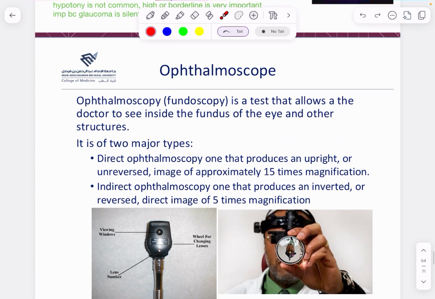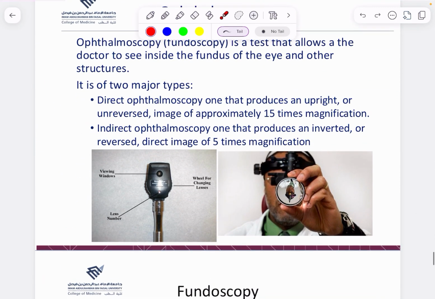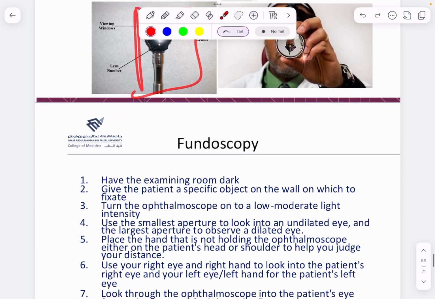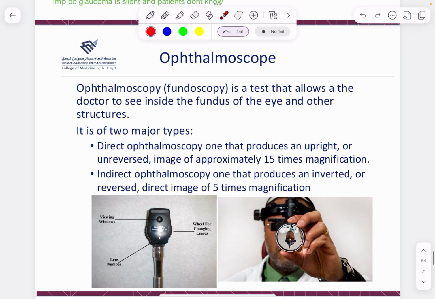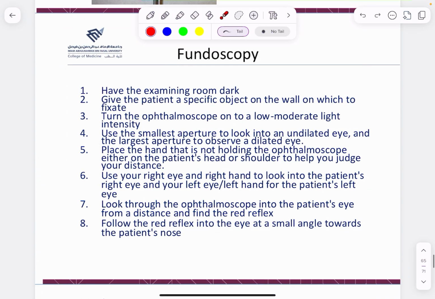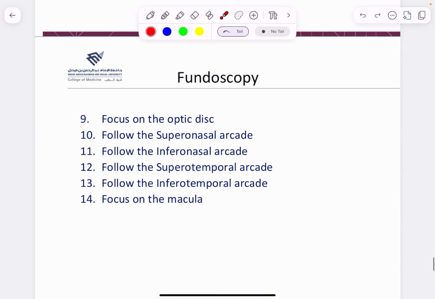Okay, the ophthalmoscope, I think we were tested on this. No, we practiced it for the OSCE. Anyway, this is the device. The idea is that it provides magnification and you can visualize all the structures of the fundus of the eye. Okay, the fundoscopy, you can read this. It's just how to perform the procedure itself. But if you do it with the device it's going to be easier, better than reading the text.